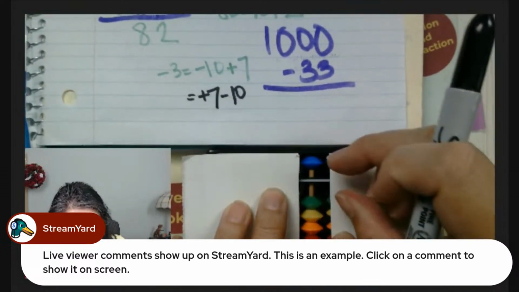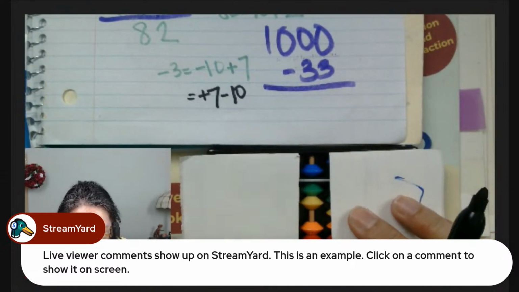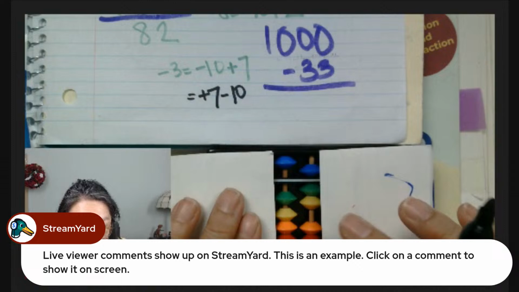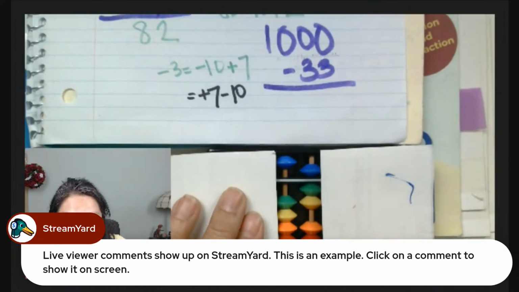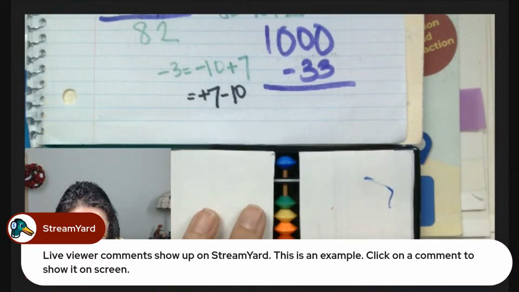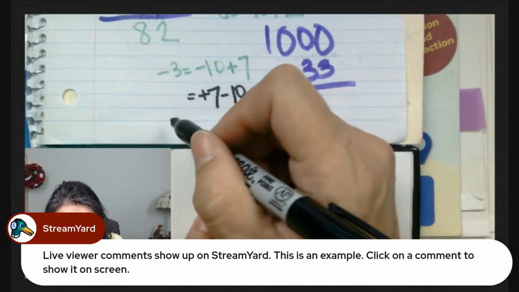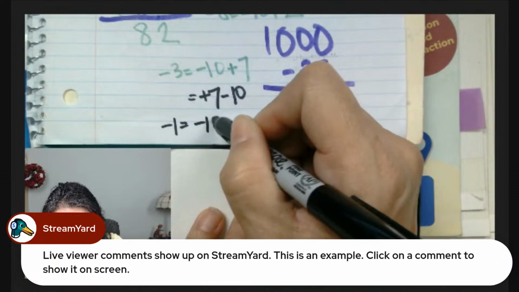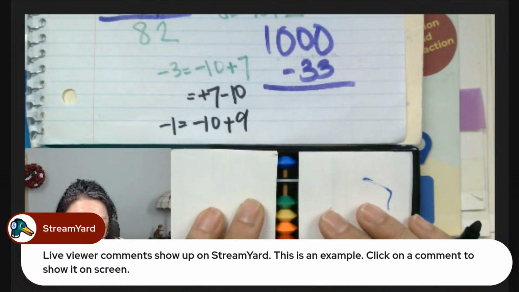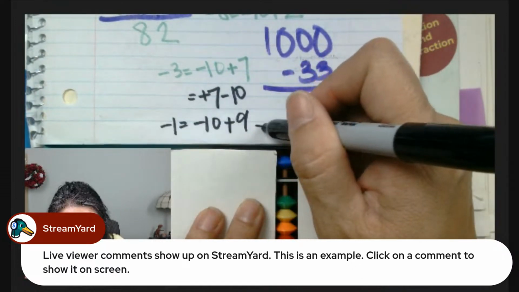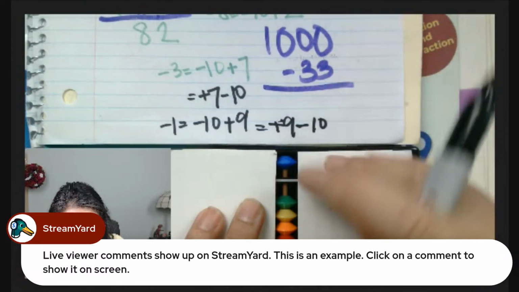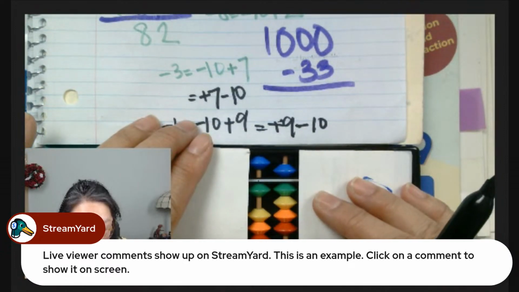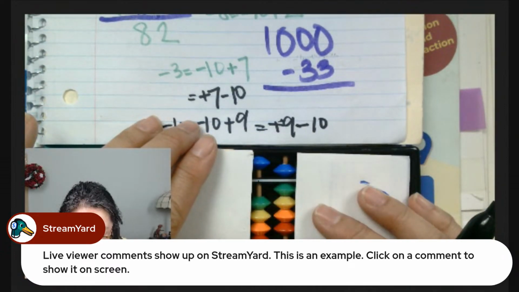So what we're going to do is add the 7, and I'm going to take away the 1. Wait a minute. I can't take away the 1. We know how to take away the 1. To take away the 1 is what? Minus the 1 is equal to minus the 10 plus the 9. I'm sorry, I should have done plus the 9 is minus the 10. So I'm going to add the 9 and guess what? I'm going to take away the 10. Now I can take away the 10 and I'm done with that part of the question.